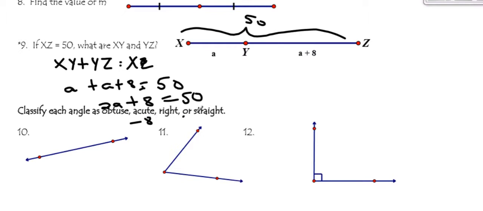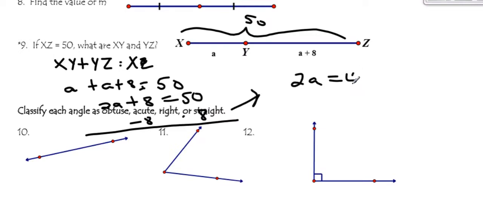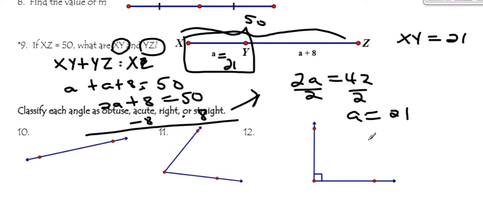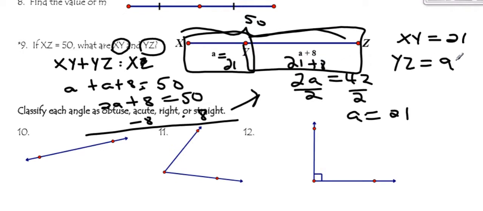I'm going to subtract 8 from both sides, and I get 2A equals 42. I divide by 2, and I get A equals 21. Okay, but don't just give me that as an answer. I didn't ask for A, I asked for XY and YZ. So XY represents A, and A is 21, so XY is equal to 21. YZ is represented by A plus 8, and A plus 8 would be 21 plus 8. So YZ is going to equal 29.